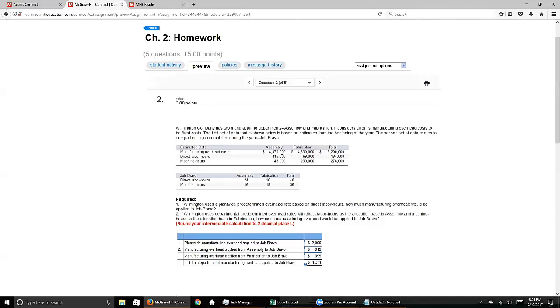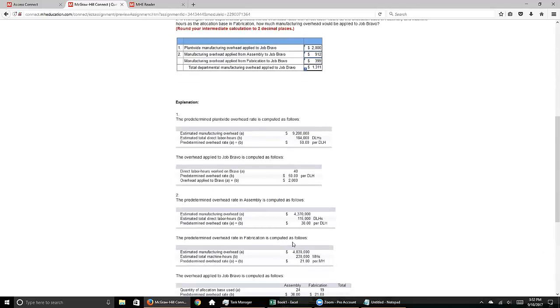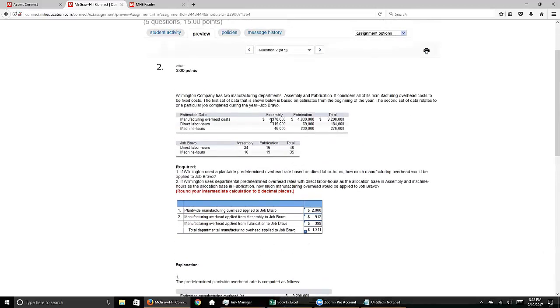So in the case of assembly, they're using direct labor hours. So our predetermined overhead rate is just the assembly overhead estimated dollars divided by only the direct labor hours in assembly. Fabrication, they tell us, was machine hours. So fabrication predetermined overhead rate would be the total estimated overhead in fabrication divided by the machine hours in fabrication.